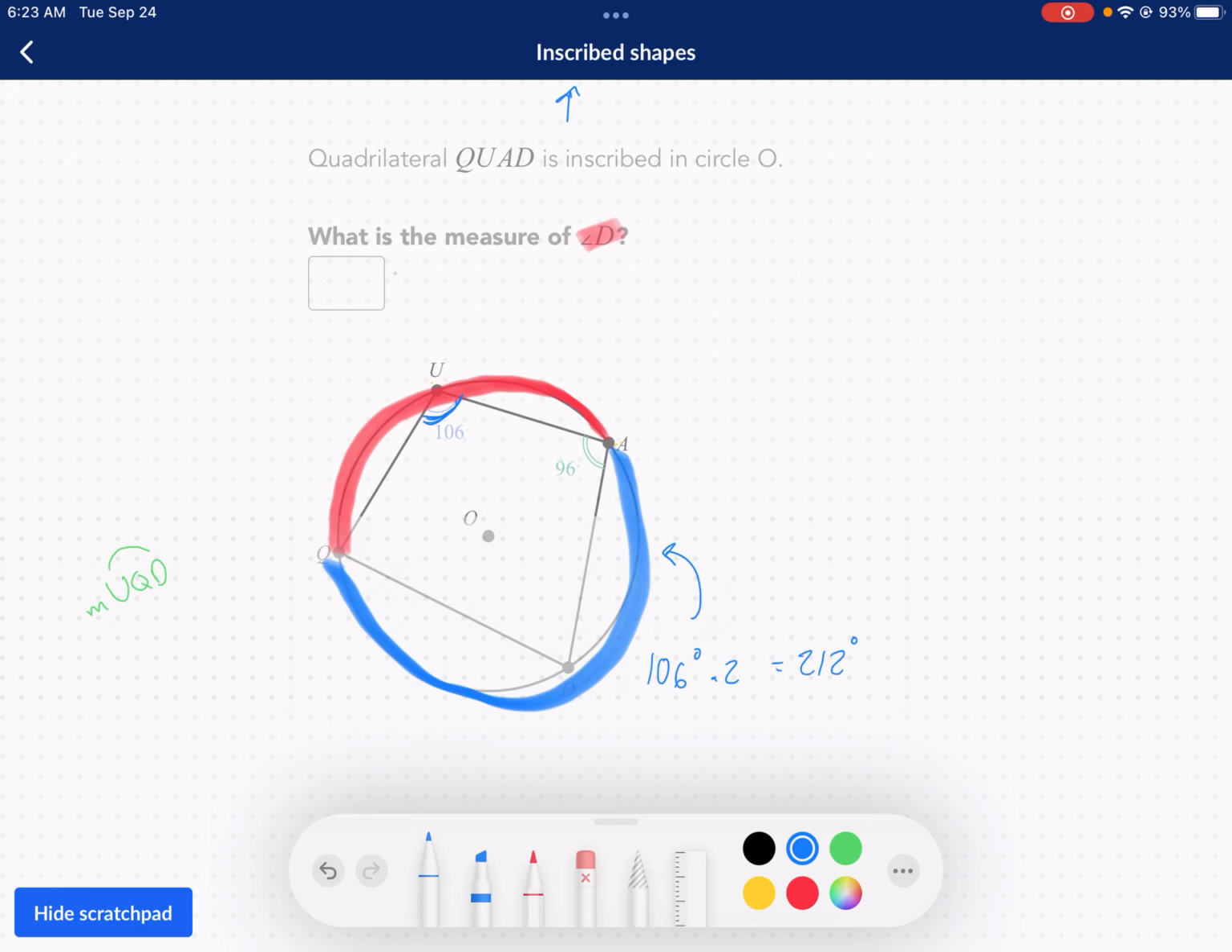212 degrees. Okay, isn't that the boiling point? Anyway, leave a comment if it is.